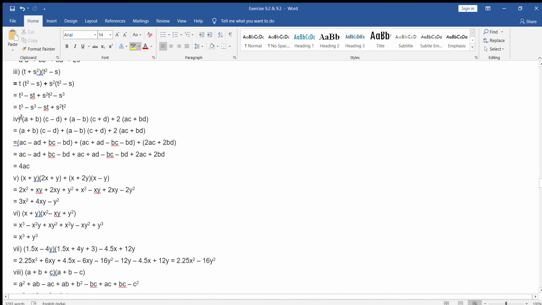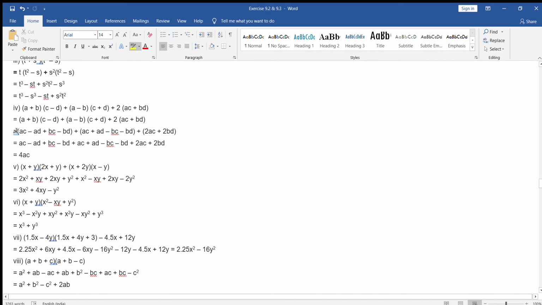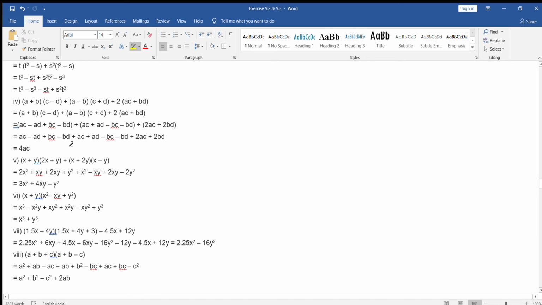For example, I am having this question, this fourth part. Just see, plus sign is there, plus sign is there, means three terms are there. First of all, we will solve our individual terms, then further we will solve it. Just see how we will solve. a multiplied by c, then a multiplied by d. Be careful regarding the sign. Then b multiplied by c, bc, b multiplied by d, minus bd. So similarly, first of all we will open the bracket, we will solve individual terms. Then we will check whether there is any like term or not.